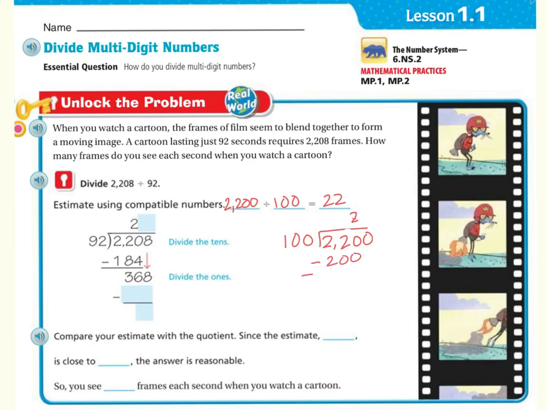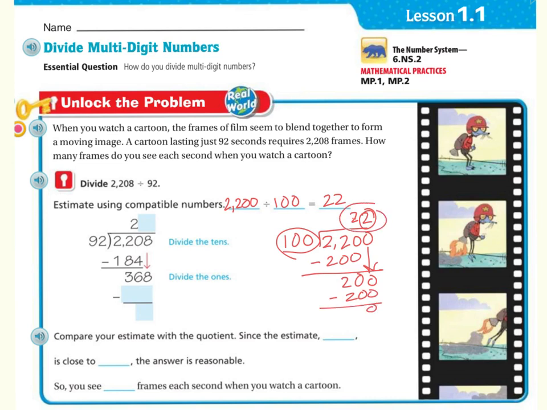I'm going to now subtract. 0 from 0 is 0, 2 from 2 is 0, and I've got nothing there. Then I'm going to bring down the 0. So now I have 100 going into 200, which goes in 2 times. 2 times 100 is 200, subtract, and I have a remainder of 0.